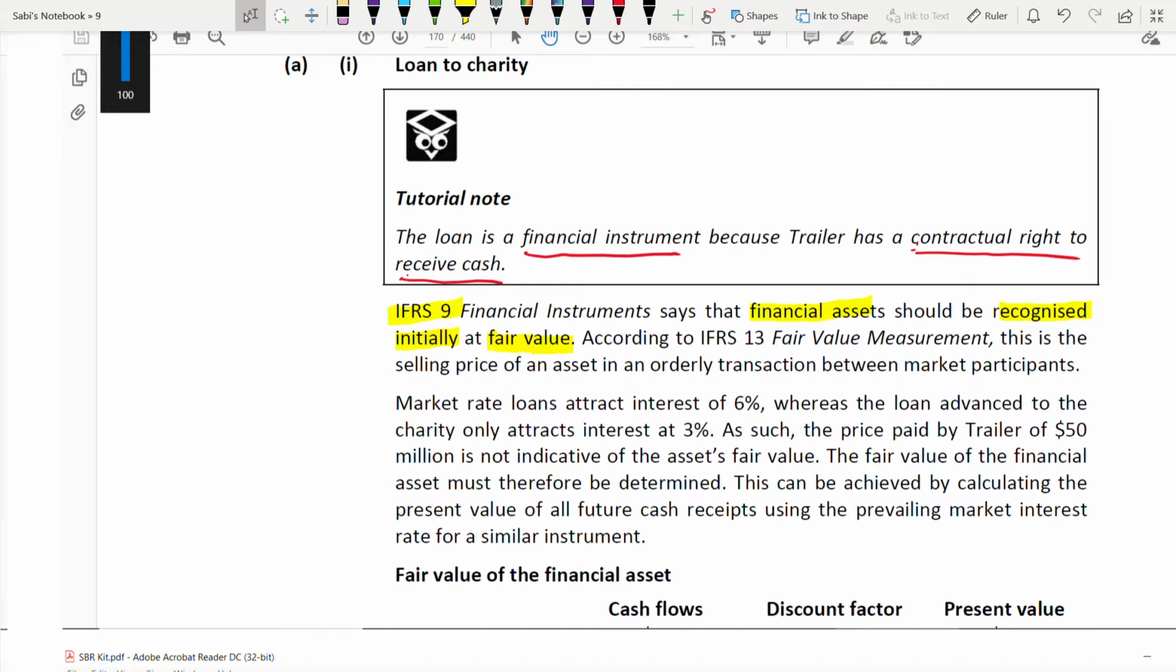So how do you go to the next line from here? You said financial assets are recognized at fair value. You need to use another, smaller standard here. What is it? IFRS 13. So this is your second line which you need to build up.